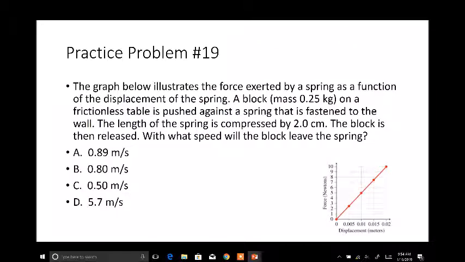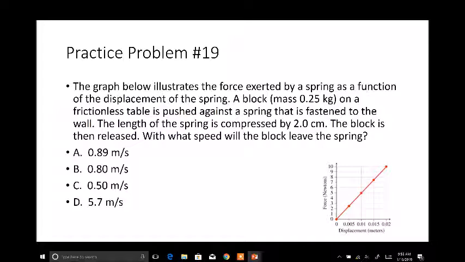All right, so practice problem 19. We've got a graph that illustrates the force exerted by a spring as a function of the displacement of the spring. We take a block of mass 0.25 on a frictionless table. We push it against the spring, which is fastened to the wall, and we compress the spring by 2 centimeters. The block is released. With what speed will the block leave the spring?